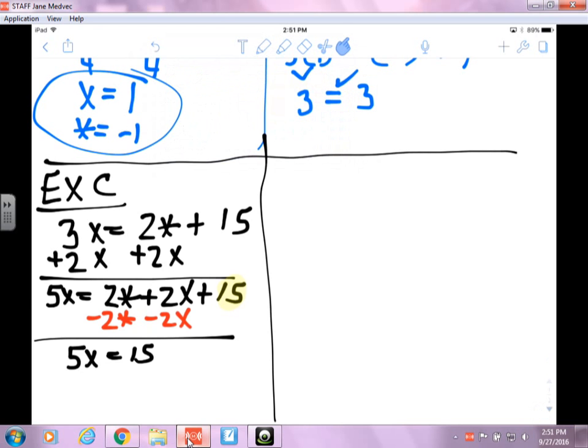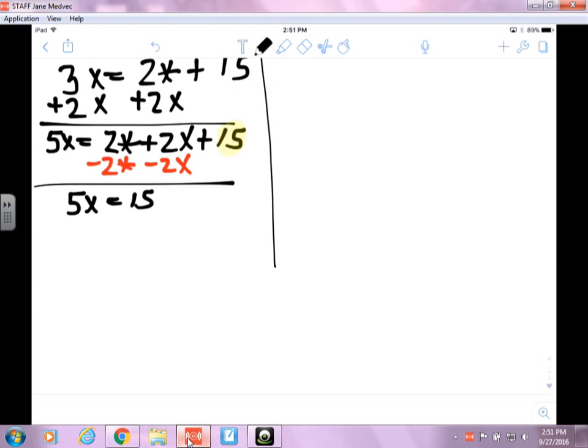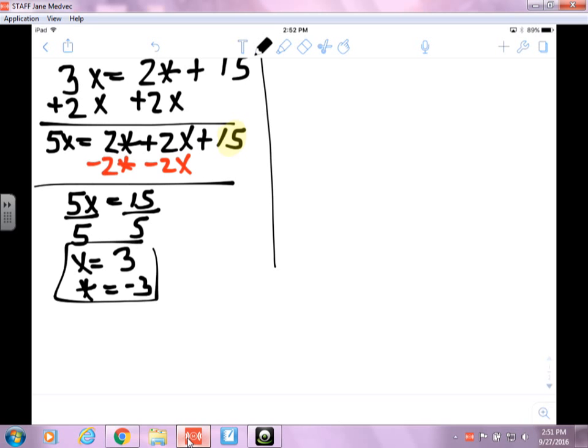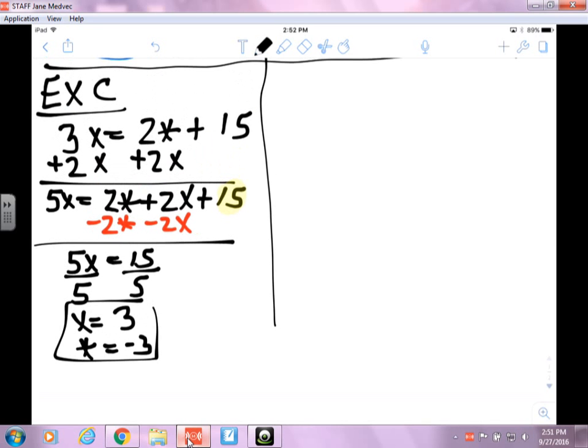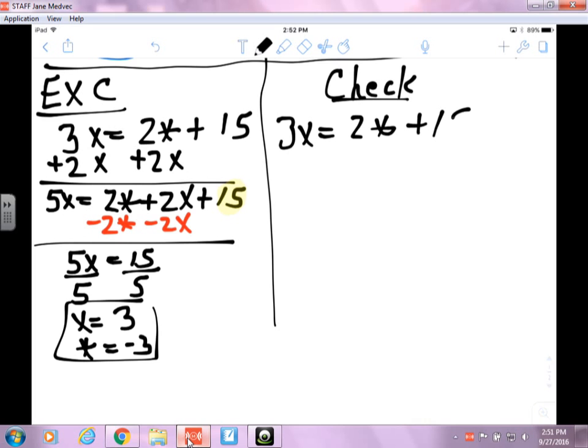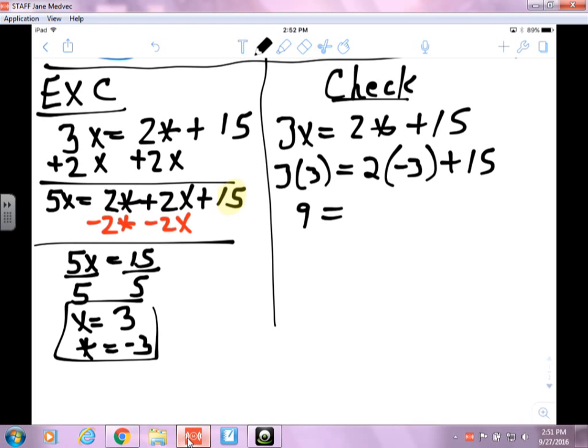Now what do I do? Divide by 5. Very good. It's the number in front of the x. X gives me 3, star gives me negative 3. That's correct. Okay, then my check. 3x equals 2 star plus 15. 3 times 3 equals 2 times negative 3 plus 15. 9 equals negative 6 plus 15. 9 equals 9. Let's check.